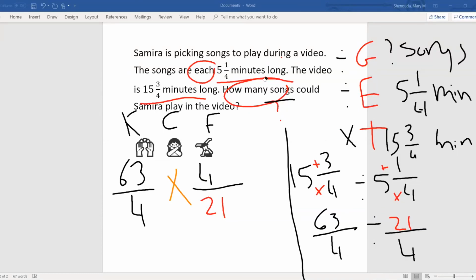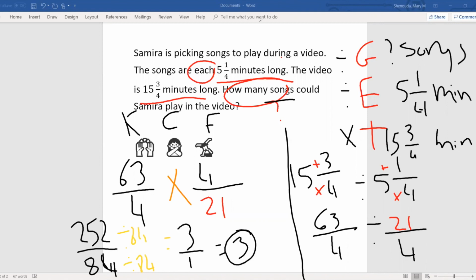63 times 4 is 252, and 4 times 21 is 84. To simplify, I could divide by 2, but a quicker way is I could divide the numerator and the denominator by 84, and that will just leave me with 3 over 1, which is 3. So my answer is Samira could play 3 songs in the video.